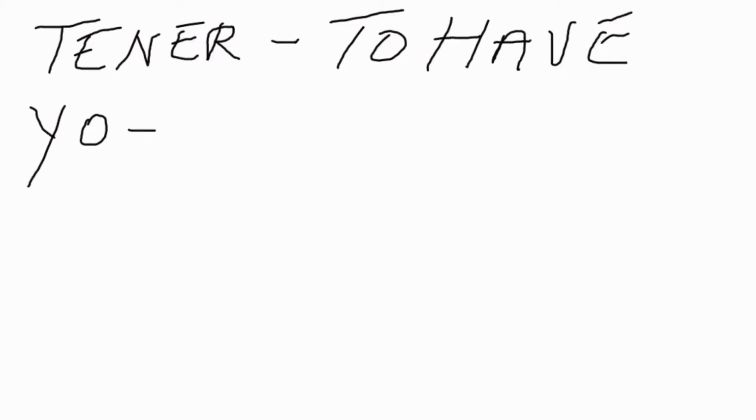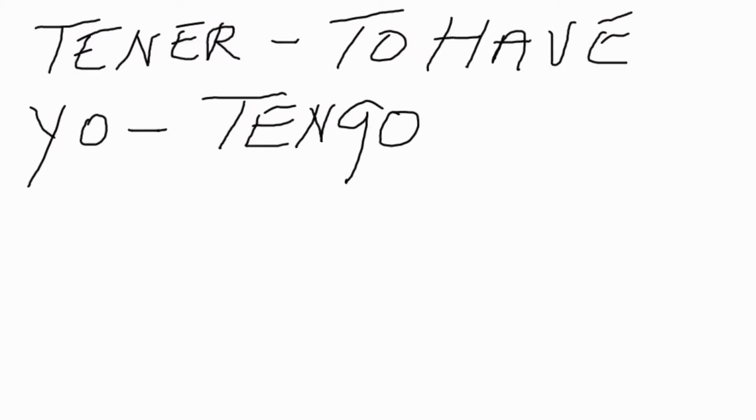So beginning with yo, we need to remember that in the first person, yo, I am, or I have in this case, tener is irregular. So it is yo tengo. And then tú, don't forget your accent. Tú is tienes. Tienes.